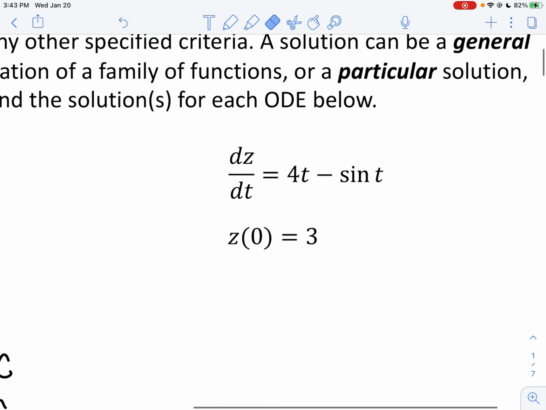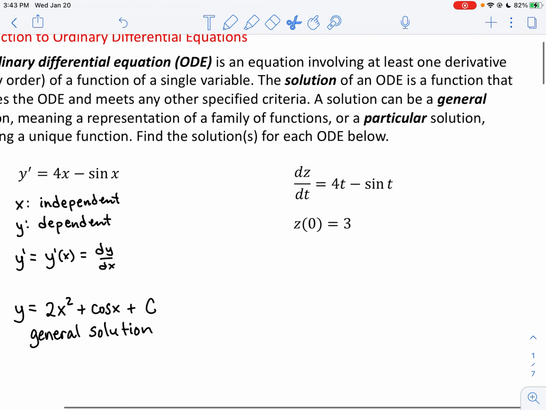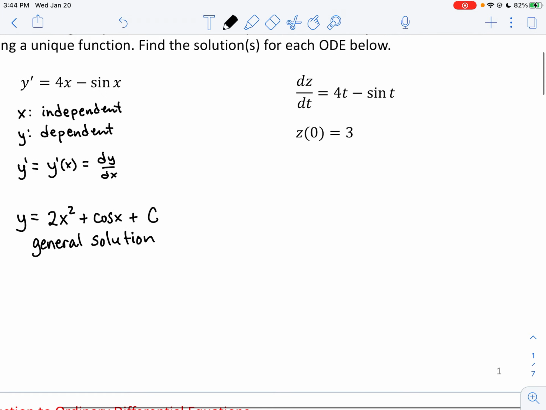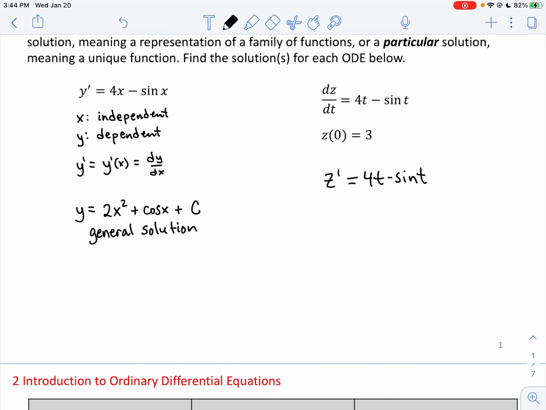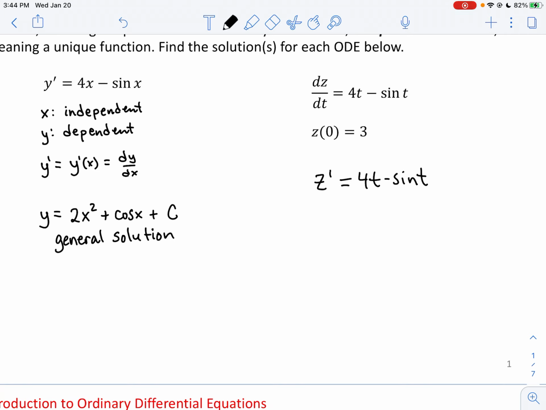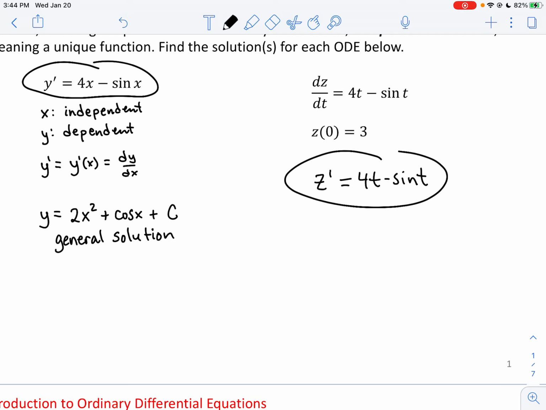Now the other case. Over here we have a different ODE with an extra condition on the solution. Also, we have different variables. We have z's and t's. Notice the derivative is in Leibniz notation, so you could write that instead as z prime instead of dz dt is equal to 4t minus sine t. Notice that I cross my z's. I recommend you do the same when they show up. Otherwise, they look like 2's. Now you'll notice that this is the exact same differential equation as this one, but with different letters is all. That's the only difference.